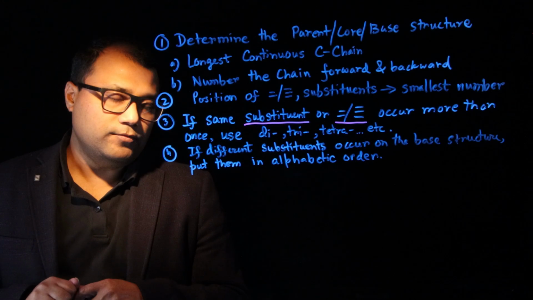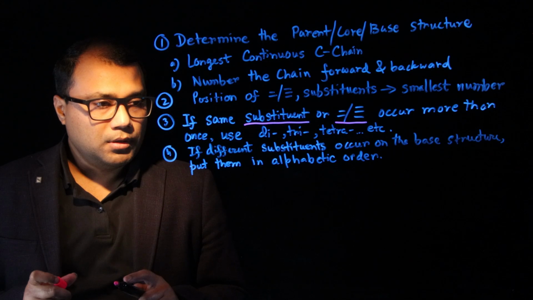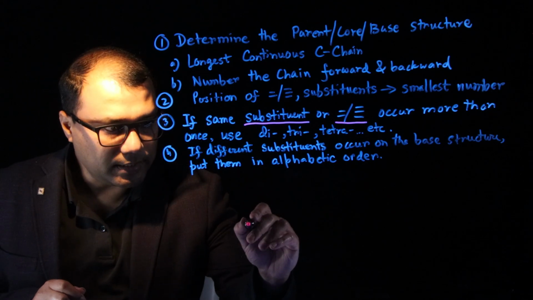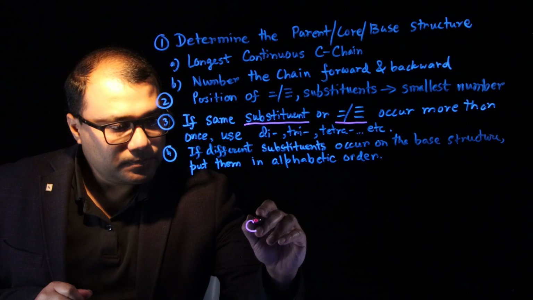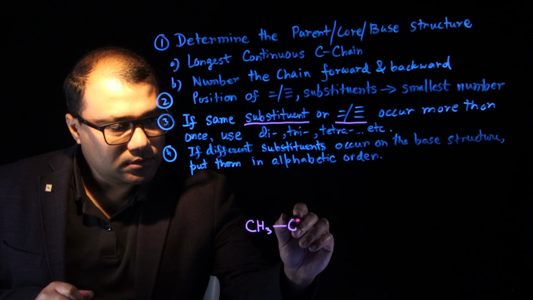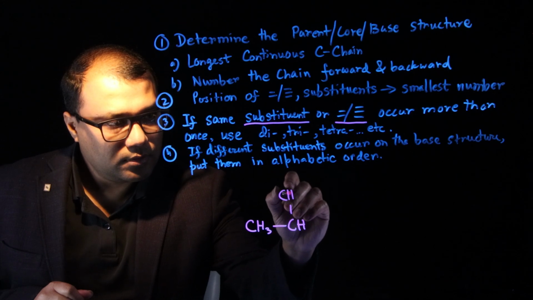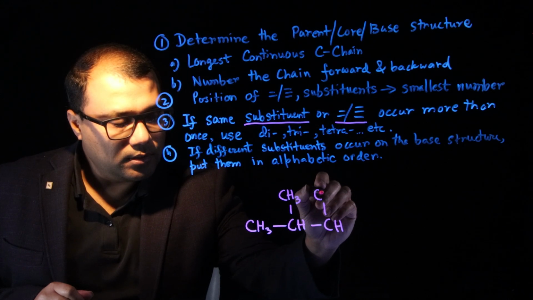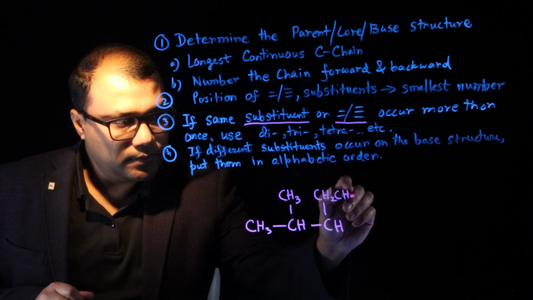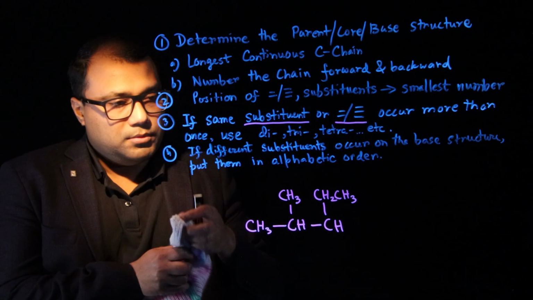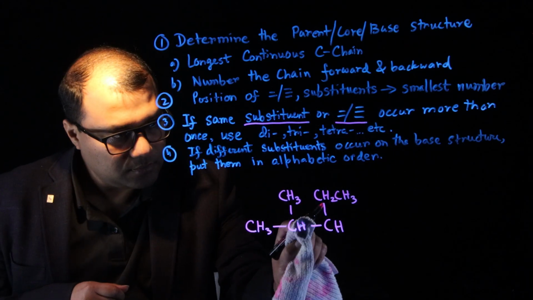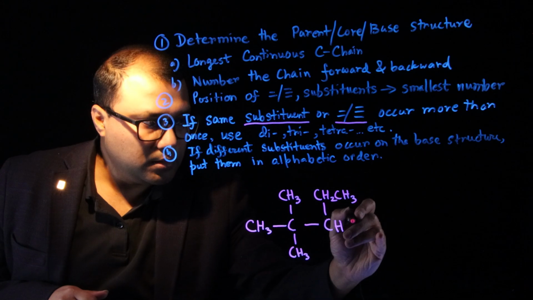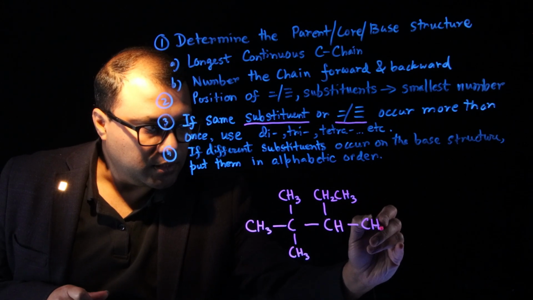Okay, let's take one more example, because I want to illustrate one particular case when there could be some confusion. So let's say we have CH3, CH, and we have CH3, let's say we have another CH2, CH3 here. Let's remove this hydrogen. Let's say we have another methyl here, and then we have CH3. Okay?